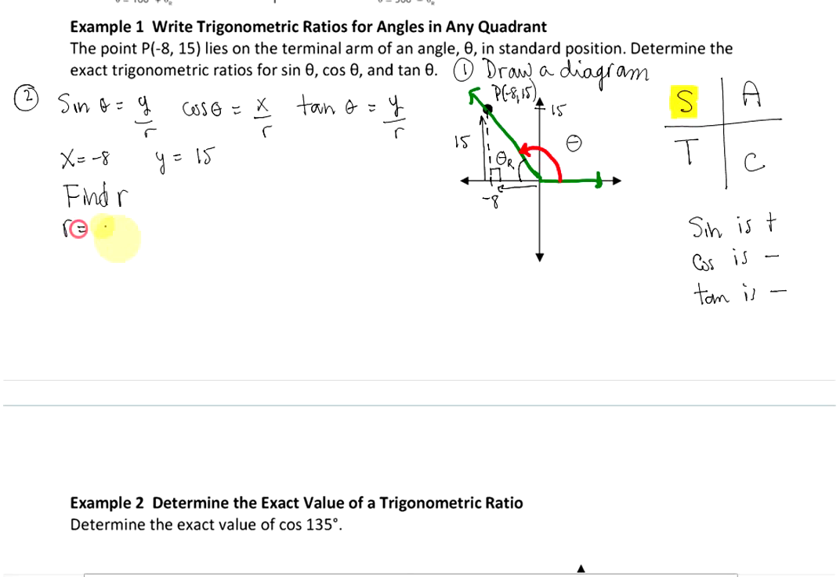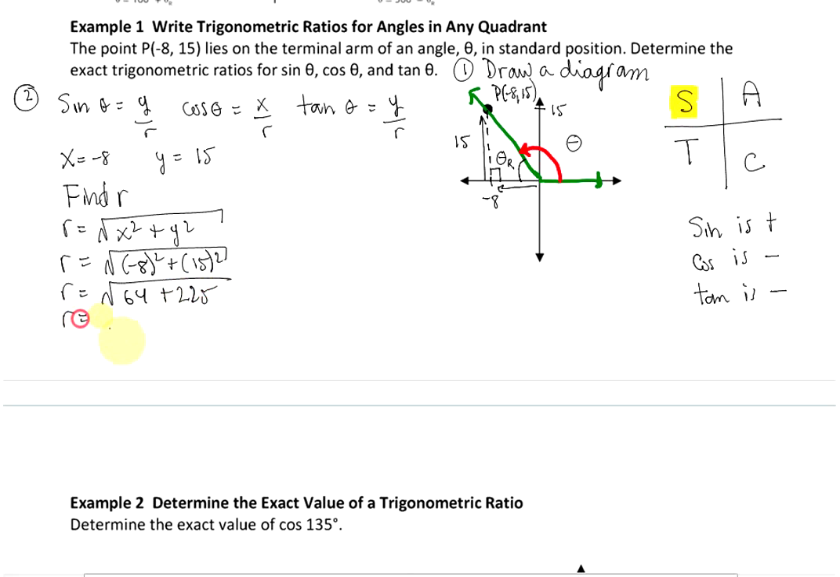So we'll use our Pythagorean theorem, where we know r squared is equal to x squared plus y squared. Substitute your values in for x and y, and determine the value of r. And you get that r is equal to the square root of 289, which is 17. Okay, so our third step then is to determine the exact trig ratios.